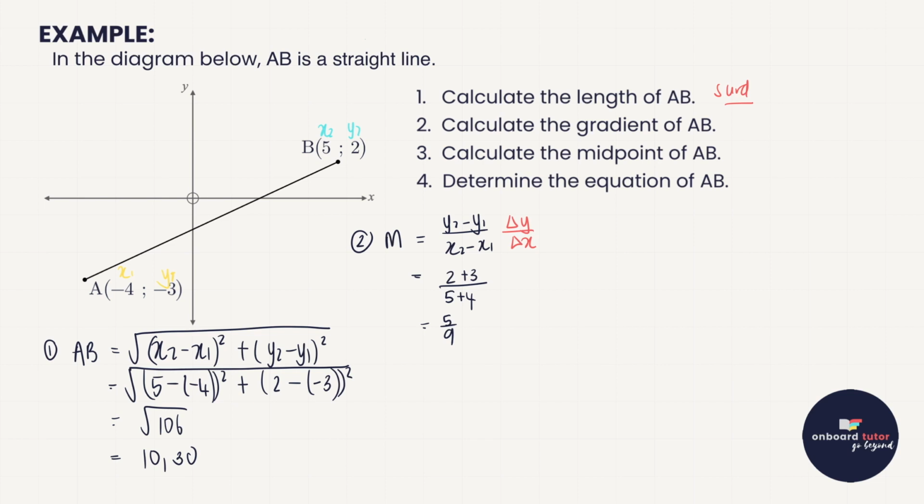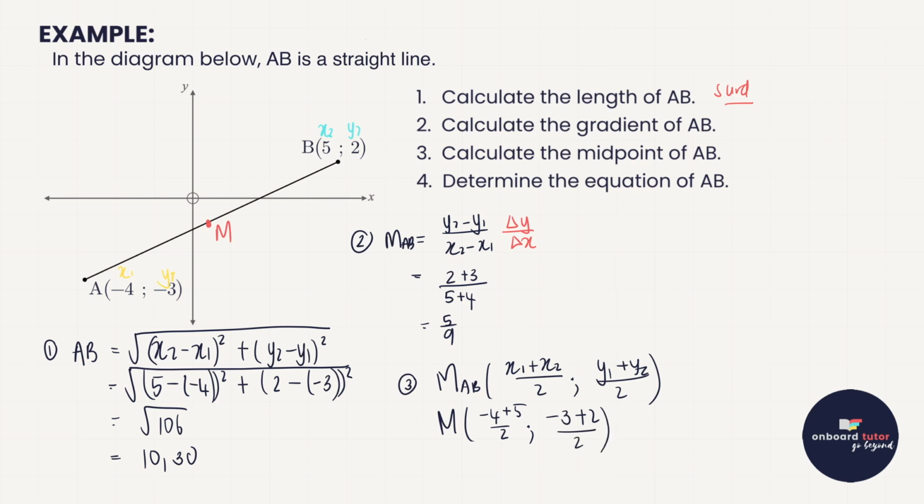Next up, they want us to calculate the midpoint of AB. Okay, so that was the gradient of AB. Now midpoint of AB, and that's where we take our coordinates, so x1 plus x2 over 2, y1 plus y2 over 2, and we are going to substitute in to get a point here in the middle somewhere. Alright, let's substitute. So minus 4 plus 5 over 2 and minus 3 plus 2 over 2.